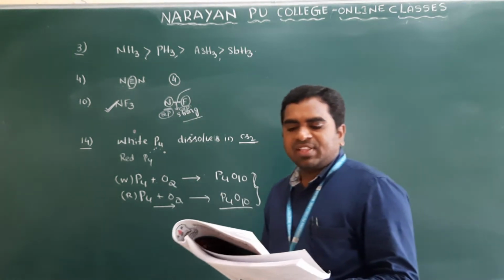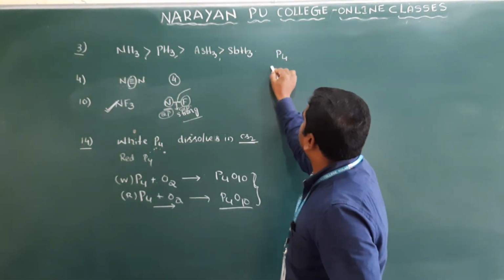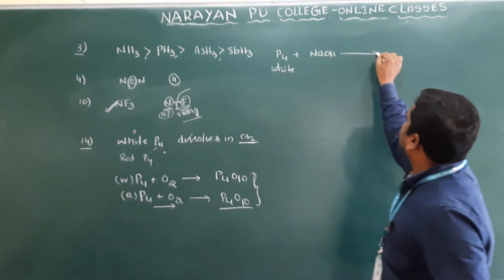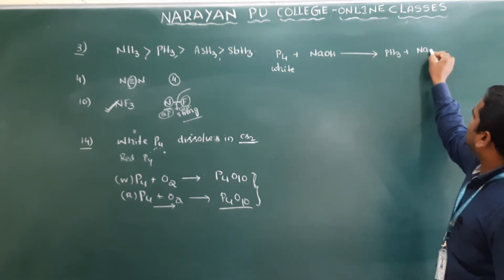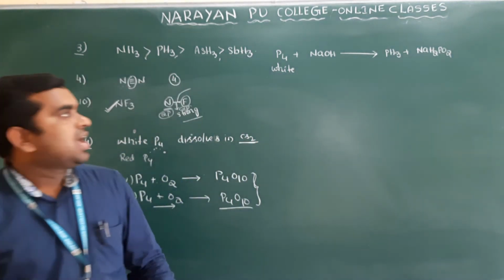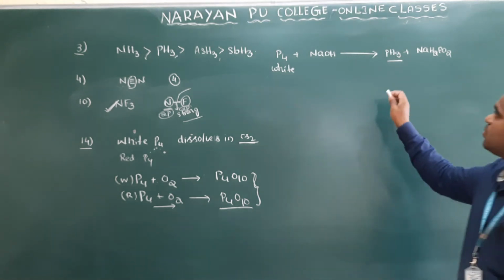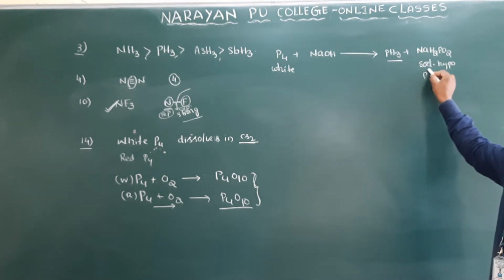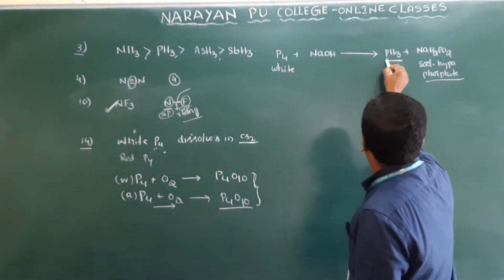Next one is it reacts with NaOH to give PH3. Clear? I already mentioned white phosphorus. When white phosphorus reacts with NaOH, what compounds do you get? You will get PH3 and sodium NaH2PO2. Clear? You will get phosphine. This is one of the main preparations of phosphine. Clear? And this one is sodium hypophosphite. Sodium hypophosphite. Clear?